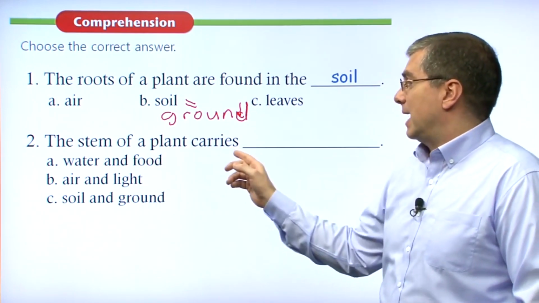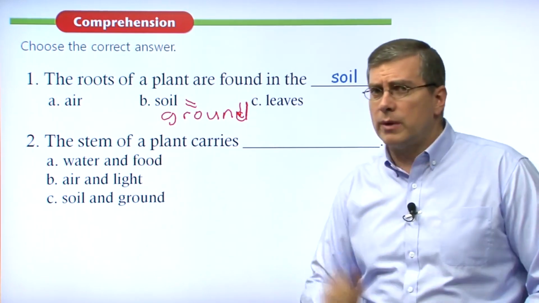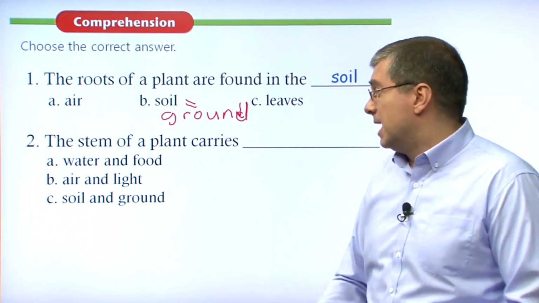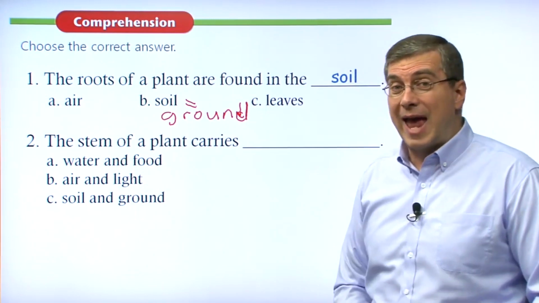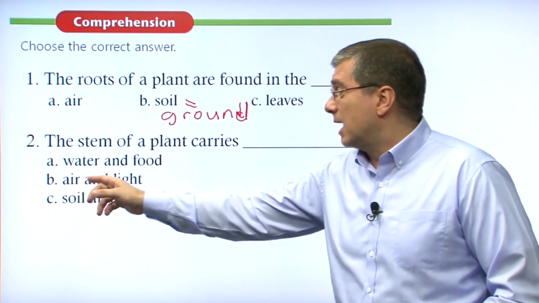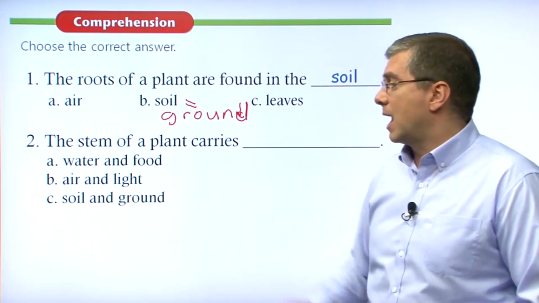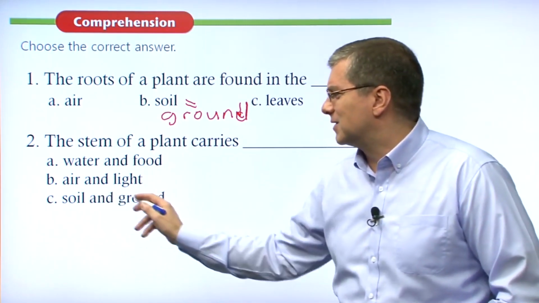The stem of a plant carries what? Do you remember what the stem of the plant does? It carries something. Does it carry A, water and food? B, air and light? Or C, soil and ground, which is interesting because these are the same thing, right?